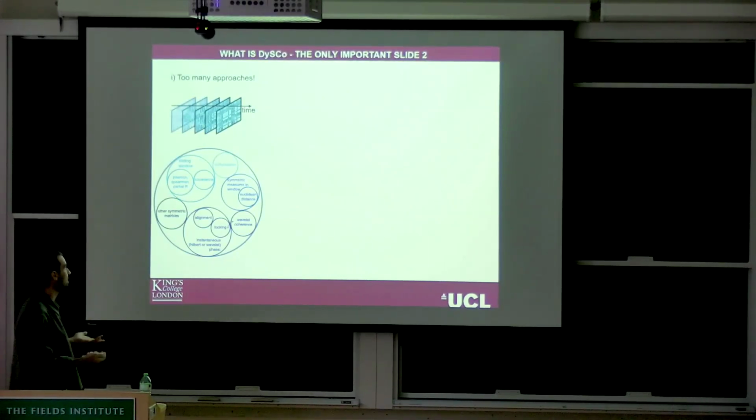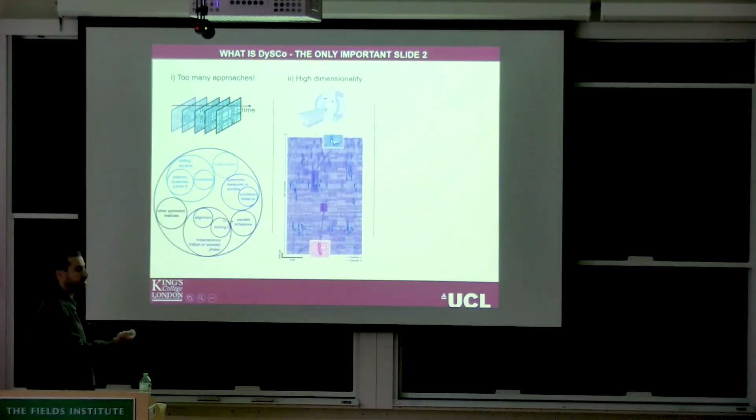DySCo is a general framework for dynamic functional connectivity, which addresses 3 main limitations of the field. The first limitation is that there are too many approaches. Over the years, a lot of different things have been proposed for dynamic and also in general for functional connectivity: sliding window correlation, phase locking approaches, wavelets, co-fluctuation, and so on. So, you know, it's a mess.